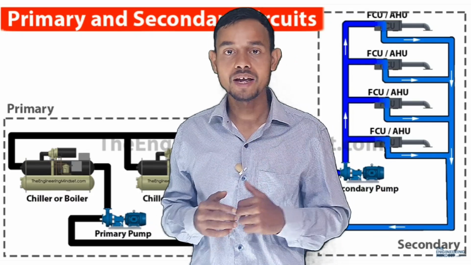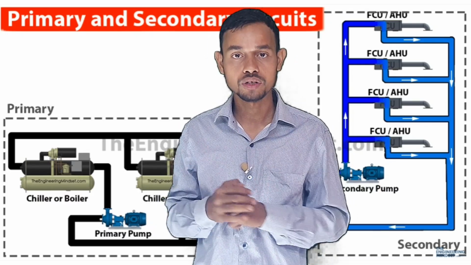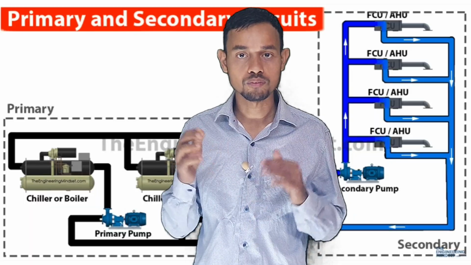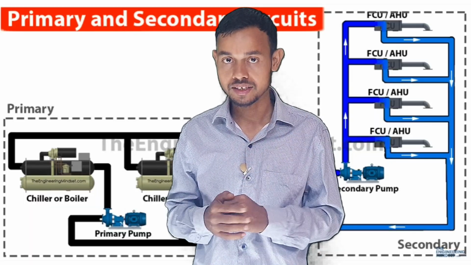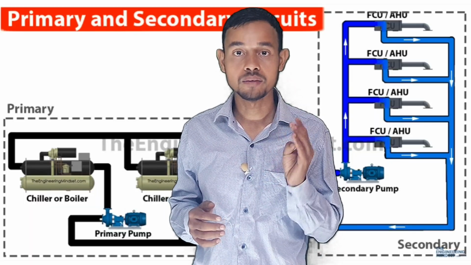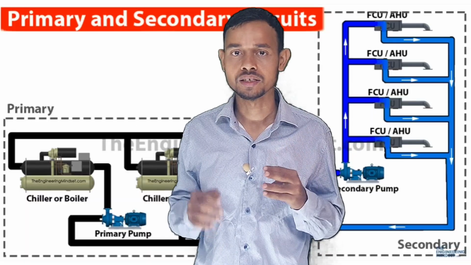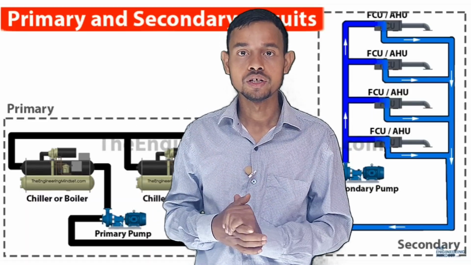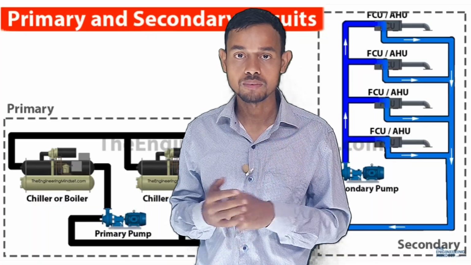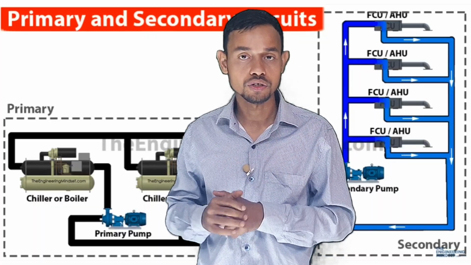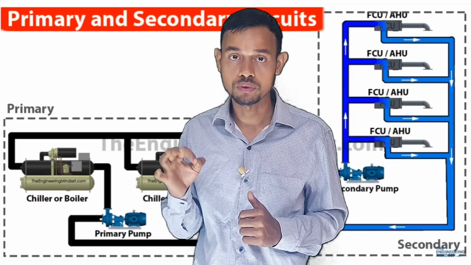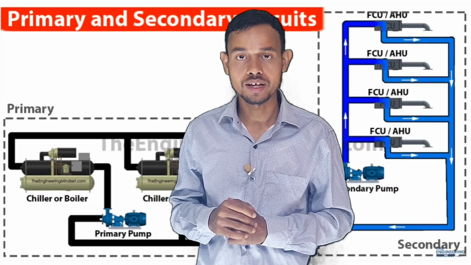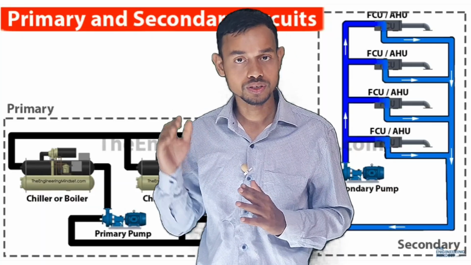Okay. The primary side of the heating or cooling circuit contains the boiler or chiller, as well as the primary pumps. In this circuit, the boiler or chiller heats or cools the water, which is circulated around by the primary pumps. It is a continuous loop between the chiller or boiler and the low loss header.